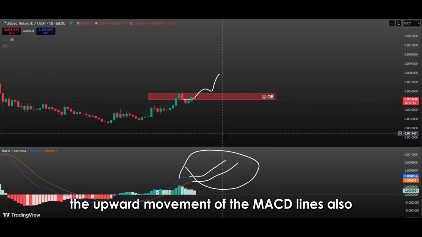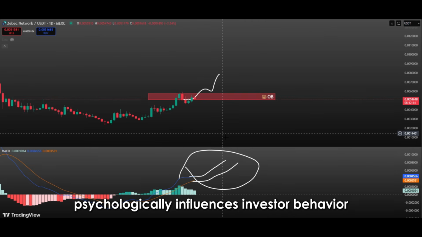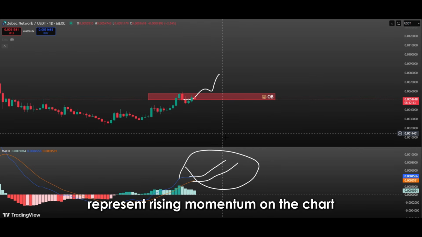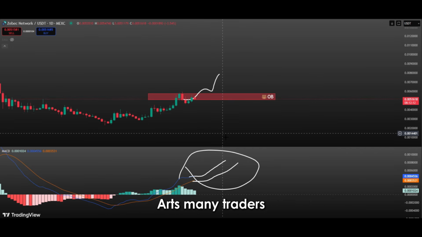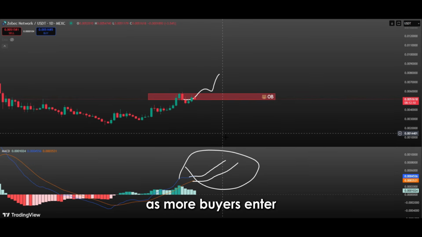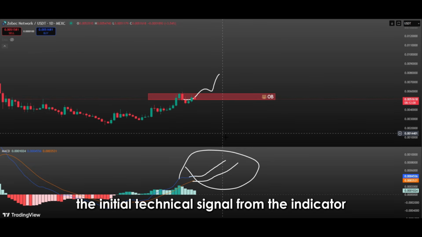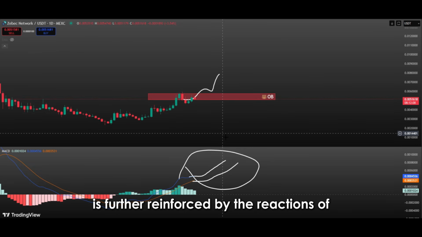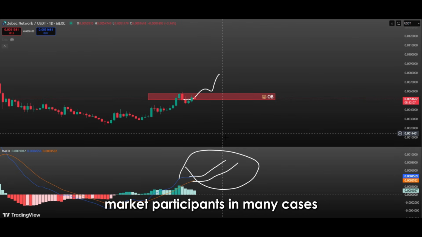The upward movement of the MACD lines also psychologically influences investor behavior. Because these indicators visually represent rising momentum on the charts, many traders respond with positive sentiment when they see such signals. This often triggers new buying activity in the market. As more buyers enter, prices face additional upward pressure and the bullish trend strengthens. In this way, the initial technical signal from the indicator is further reinforced by the reactions of market participants.